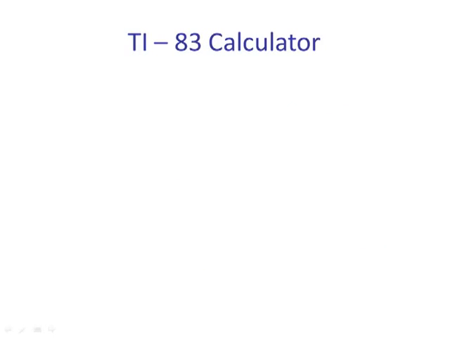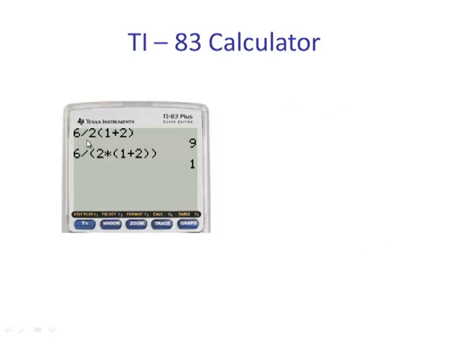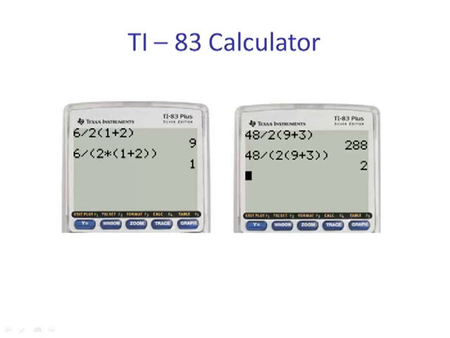Now let's verify this by using the calculator. The first one is 9, just like we got. And the second one, we need parentheses around the whole denominator, and we get 1. For the second problem, 288. For the second one, 2. So our answers agree with what the calculator says.